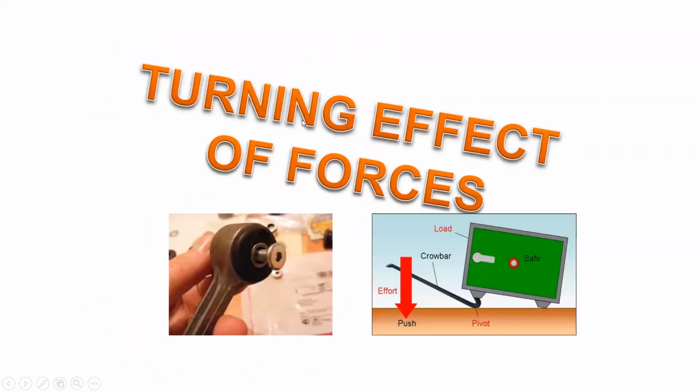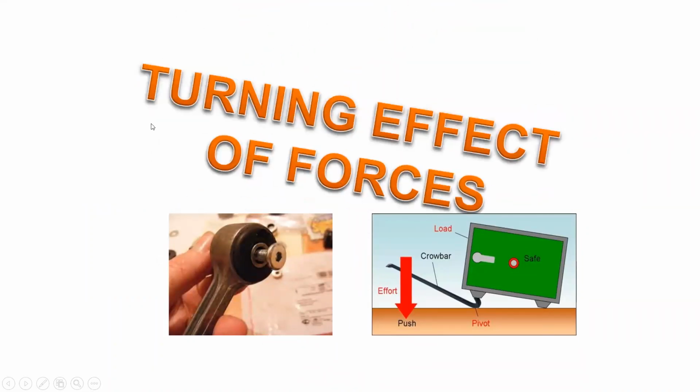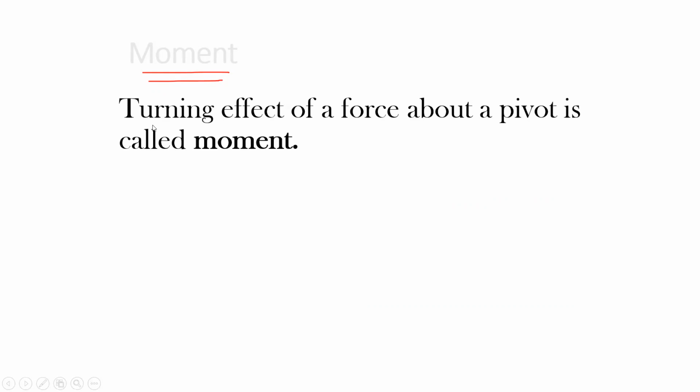So for example, when we apply a force and the object rotates, we call that a turning effect. And that is also known as moment. So moment or a turning effect of the force have the same meaning. Force applied on the object to rotate the object is known as moment. So the turning effect of the force about a pivot is known as a moment.